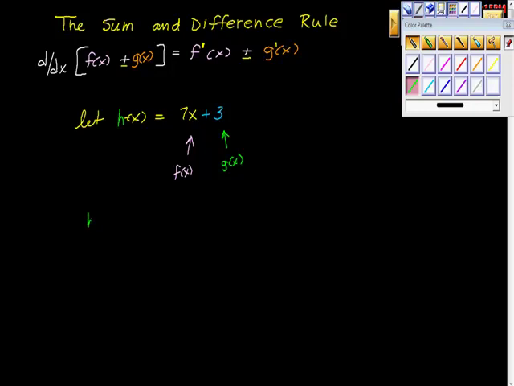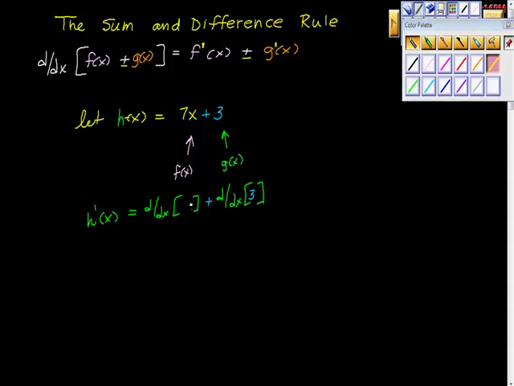So h prime at x, the derivative of the function, is the same as the derivative of 7x. In this case, look at this. Plus, why plus? Because it says plus. Plus the derivative of 3. So this is all I've done here. I've taken these pieces, I've just taken this in parts, partitioned this out a little bit.